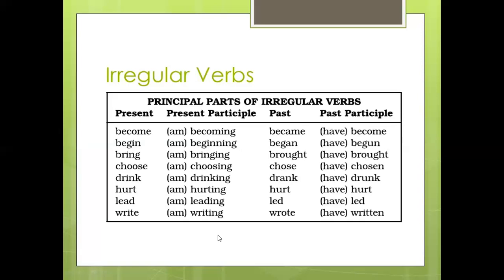Coming to exercise 3, fill in the blanks with the past tense or the past participle of the verbs given in the bracket. So this we are going to do tomorrow. Today we are only learning till exercise number 2. The rest we will start from next class. Is it clear to everyone?